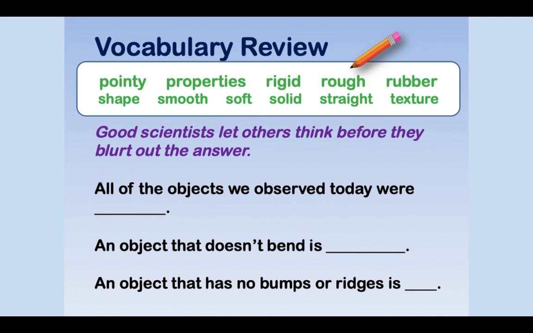All right, scientists, let's stop and check to see if you chose the right word. Question number 4. All of the objects we observed today were solid. An object that doesn't bend is rigid. An object that has no bumps or ridges is smooth. Yes, great job, scientists. I can't wait to see all the work that you did and all the thinking that you did.